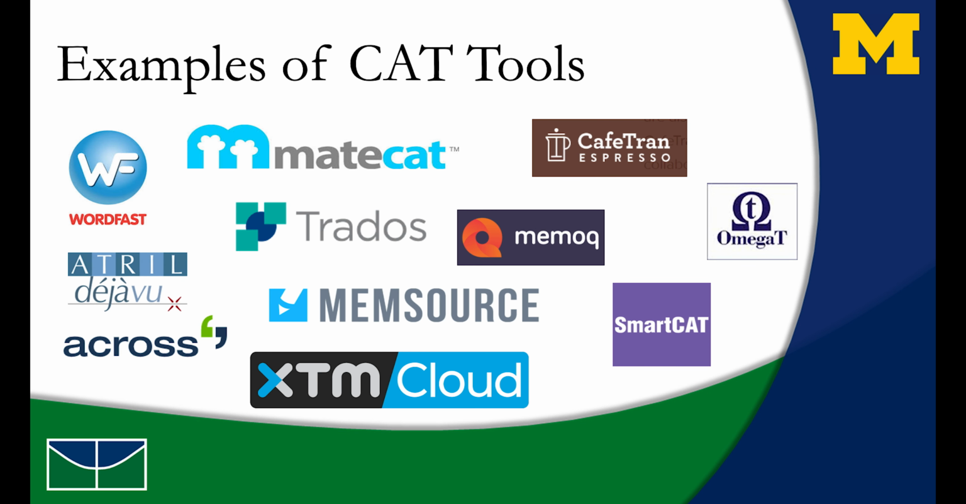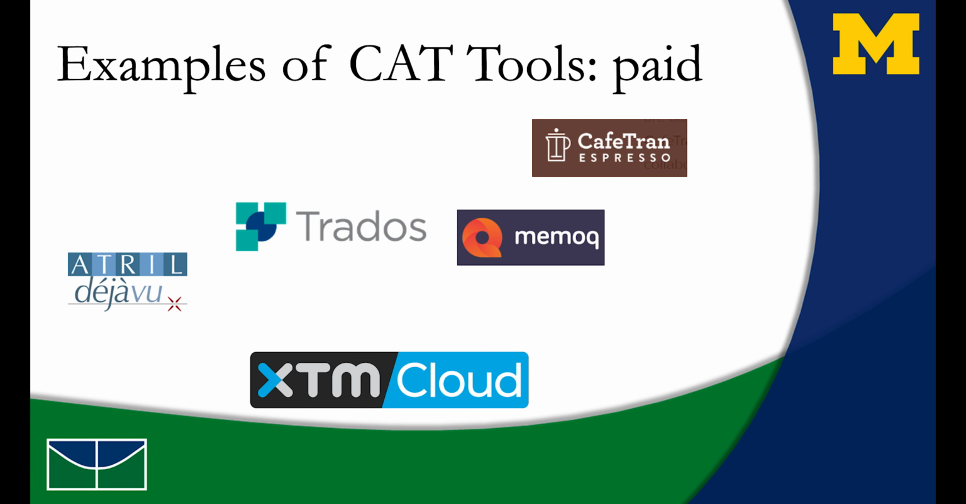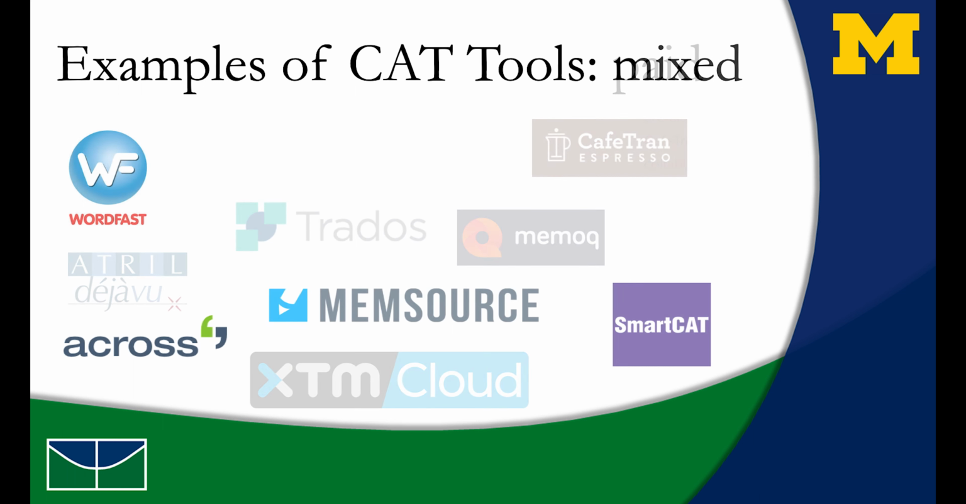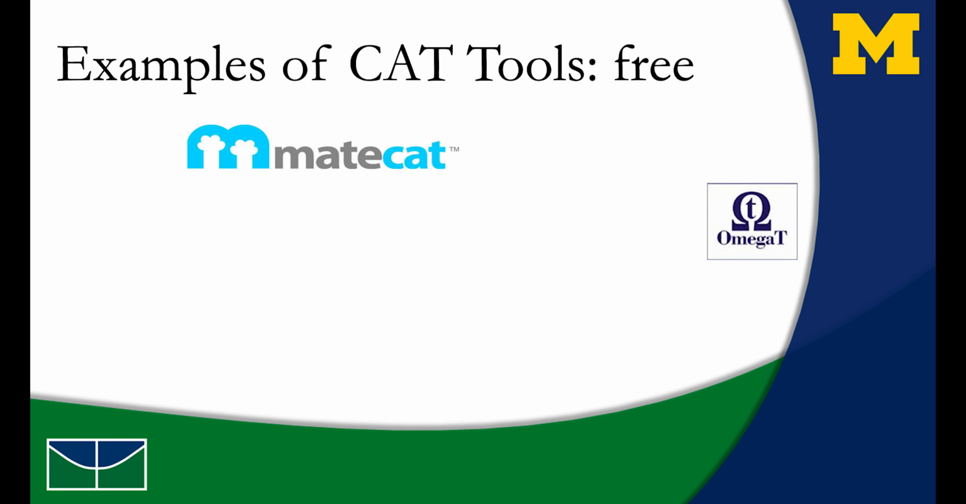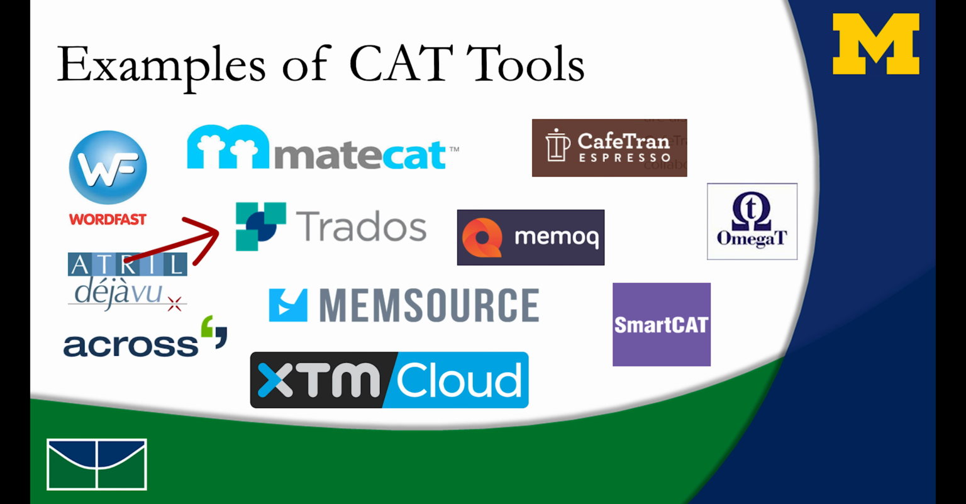So here are some examples of CAT tools. Some of them are paid, some of them have paid and non-paid parts, and some of them are free, such as OmegaT. SDL Trados is the most used CAT tool in the market nowadays. SmartCat is a tool that has some free parts and some paid ones, and it's a very user-friendly tool if you're starting with CAT tools.